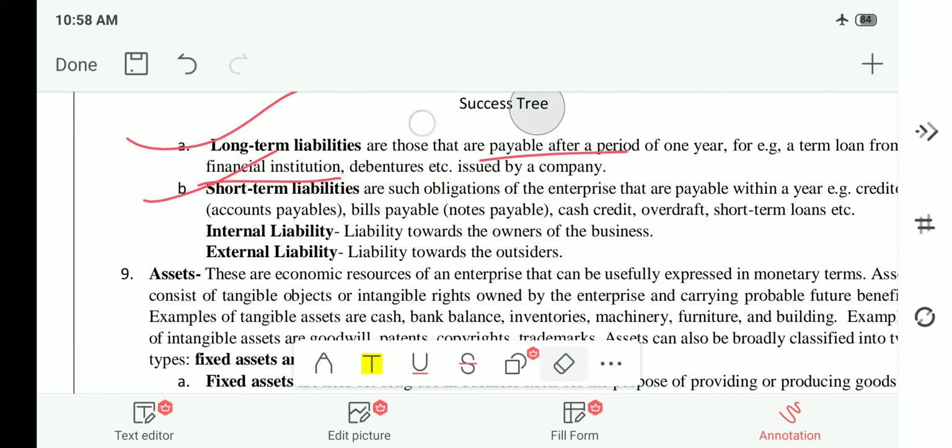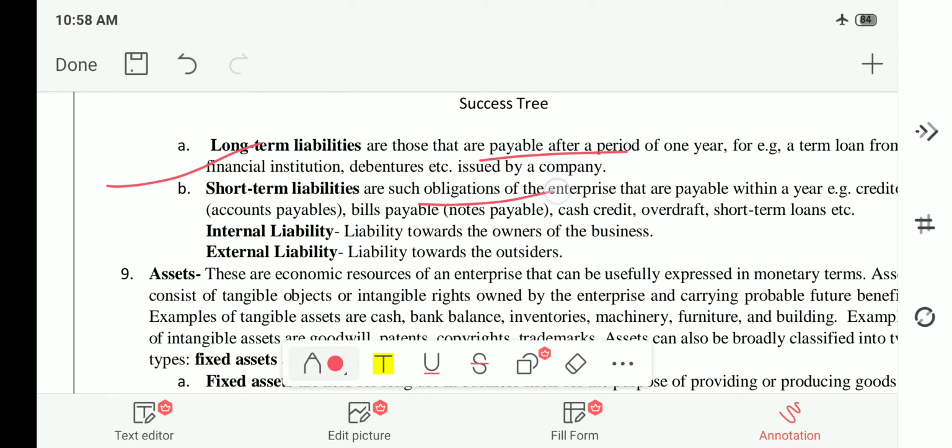Next, what are short-term liabilities? Short-term liabilities are such obligations of the enterprise that are payable within a year. This is important. It should be payable within a year. For example, creditors, accounts payable, bills payable, notes payable, cash credit, overdrafts, short-term loans, etc.